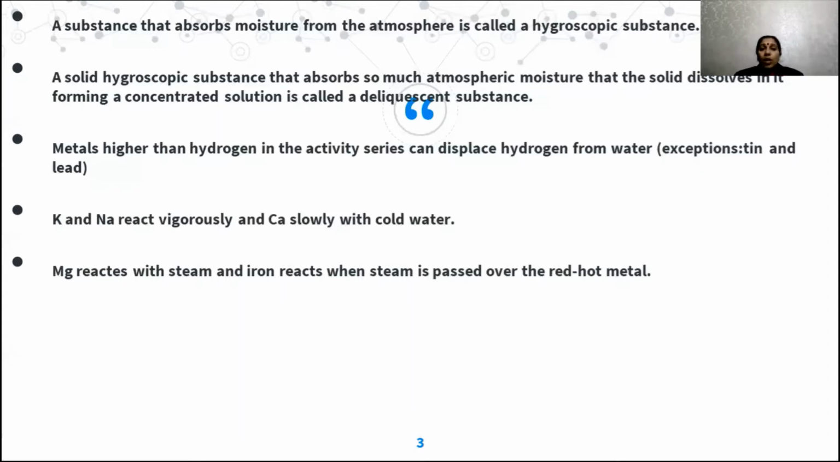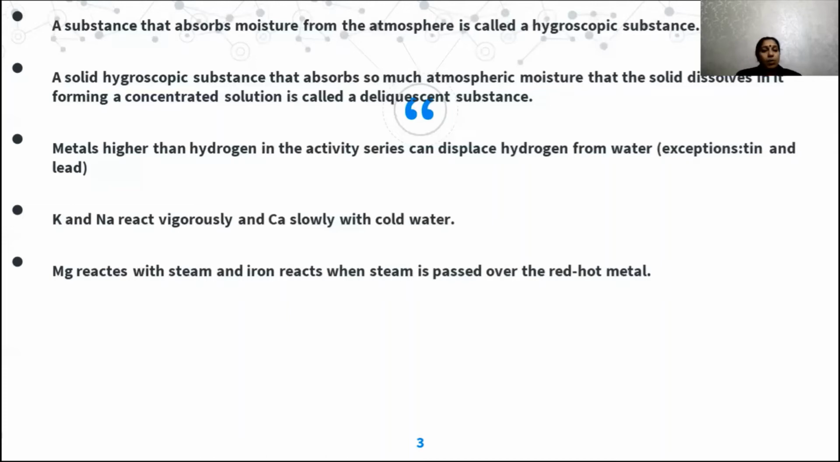A solid hygroscopic substance, and what are the examples mentioned here now? This solid hygroscopic substance has the capacity to absorb atmospheric moisture, and the solid forms a concentrated solution after that. So that is called a deliquescent substance.